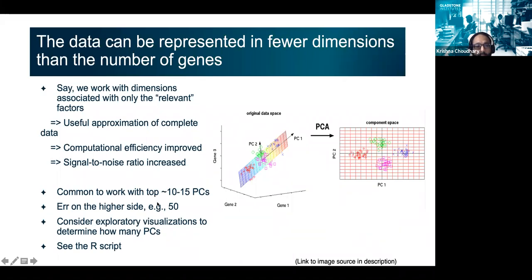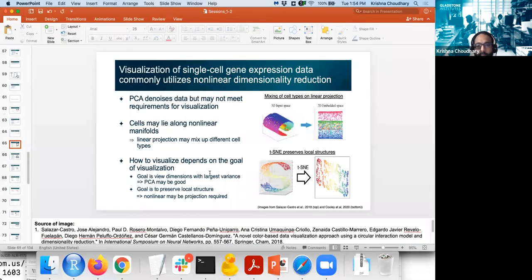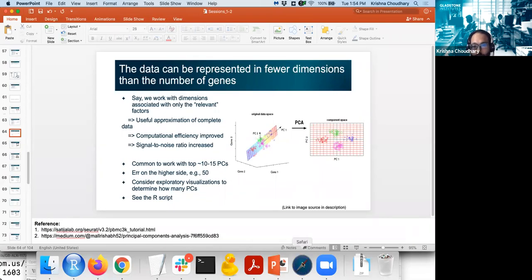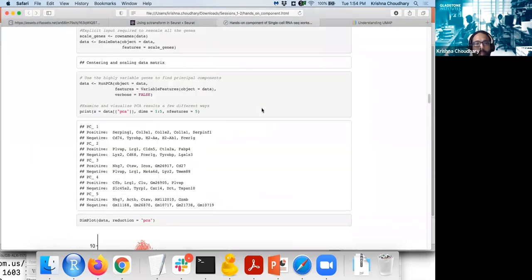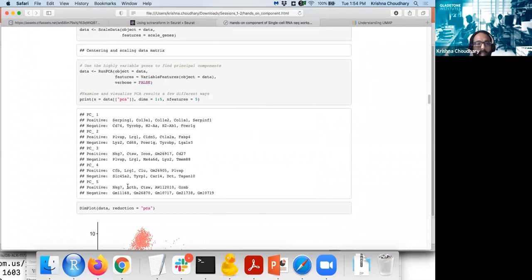So it is common to work with the top 10 to 15 PCs, but we should try to err on the higher side. If we are not very sure how many PCs to select, then select a higher number rather than lower. And there are exploratory visualizations which we can look at, as we will just do. So I will go to this. Let's look at our code here in the Markdown HTML file, which was generated by the same Markdown document.